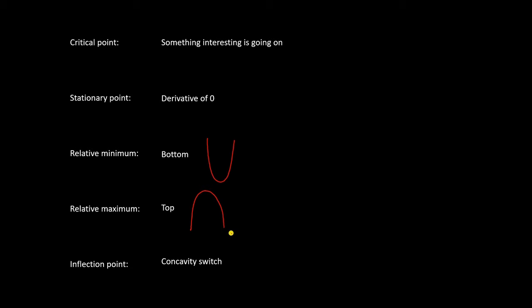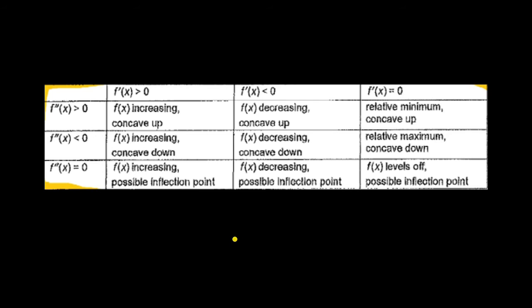If you're given a section of a graph, the endpoints cannot be relative extrema because you don't know what's going on the other side. An inflection point is where the concavity switches. It is where the tangent line switches from over the graph to under the graph or vice versa. By knowing the signs of the first and second derivative, you can learn a lot about a graph. Look at this table. It has a lot of information about what you could learn.